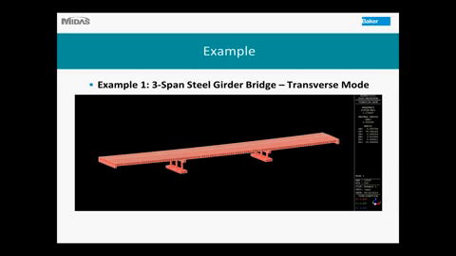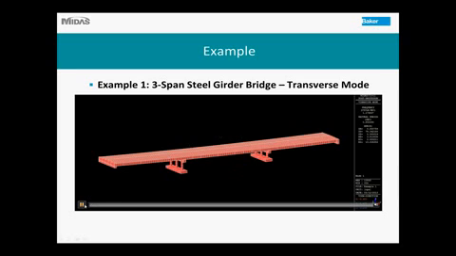So this is a 3-span steel girder bridge. The model is showing up here, and for this bridge I did a prototype model, so it's an exact member-to-member modeling. It's supported by a 3-column bent and 2 integral abutments.